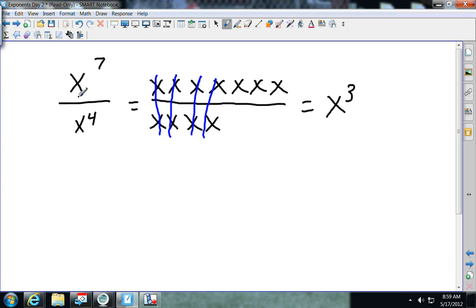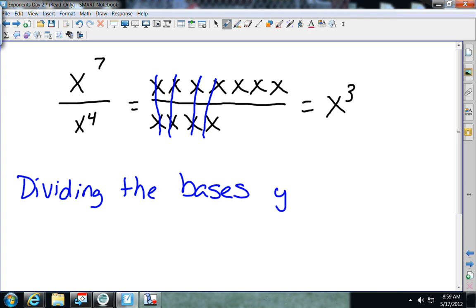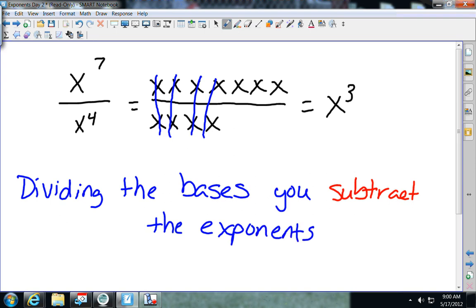So when we are dividing the bases, you subtract the exponents. And it is 7 minus 4. You always take the top number minus the bottom. Okay, so let's go here.